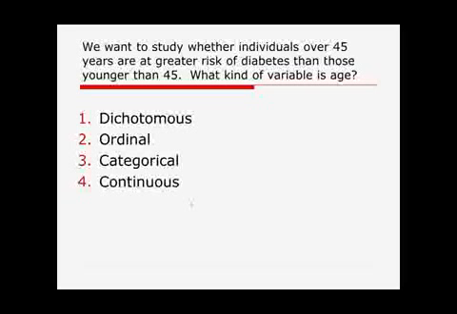We want to study whether individuals over 45 years are at greater risk of diabetes than those younger than 45. What kind of variable is age in this setting?